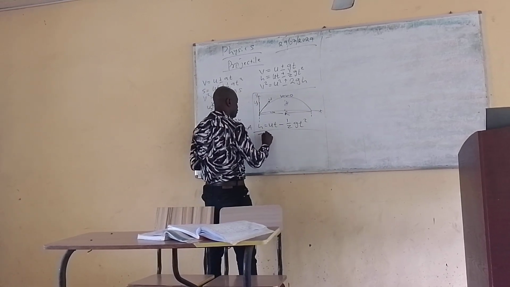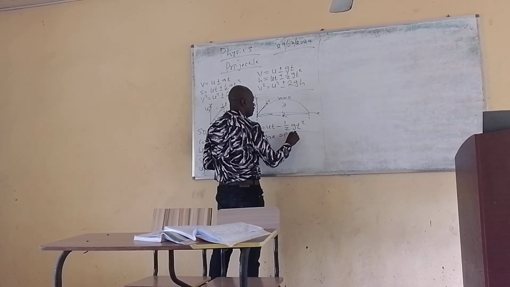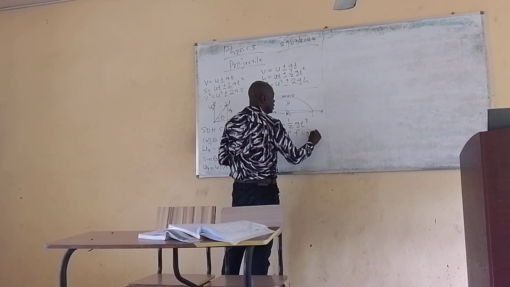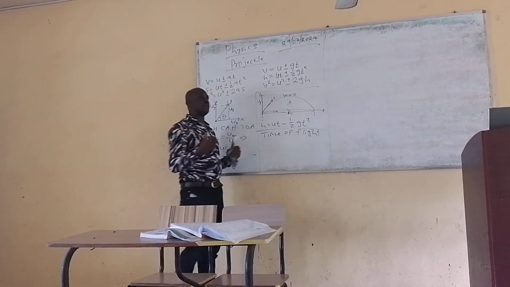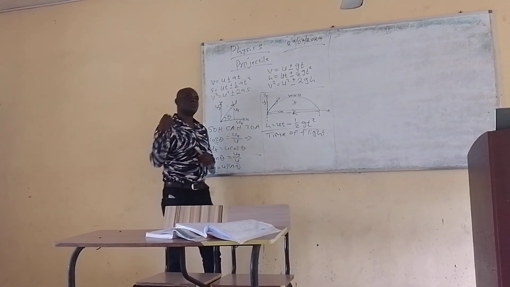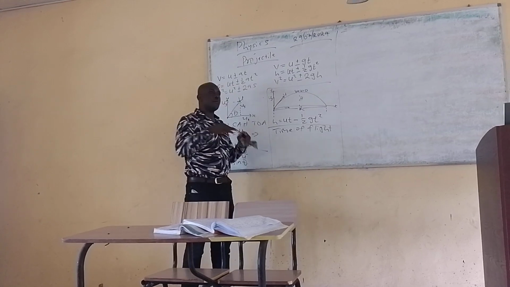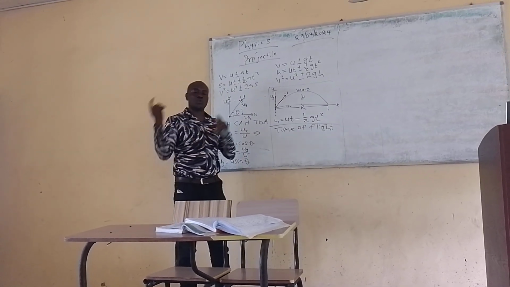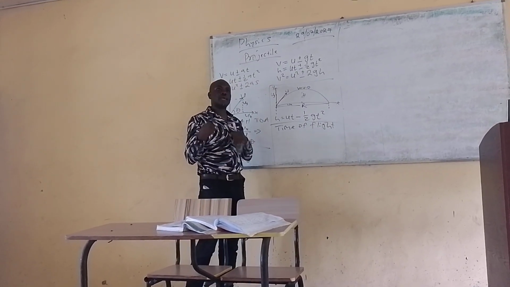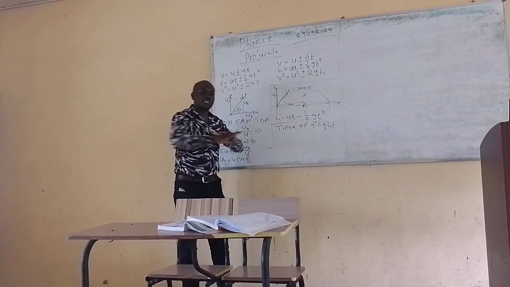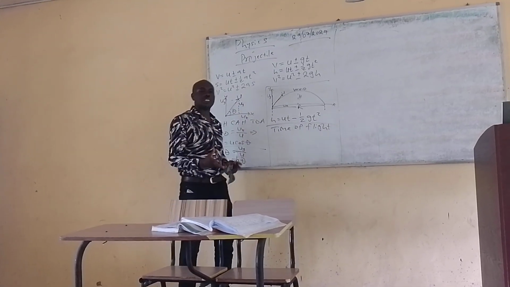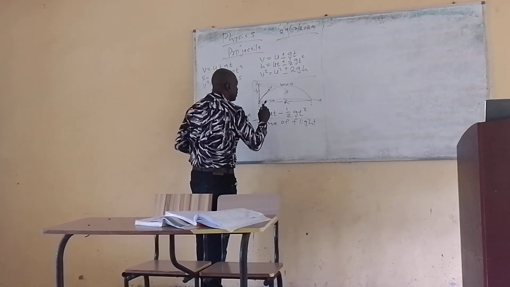Time of flight. I will give you the definition. Time of flight simply means the time it takes a projectile to return to the same horizontal plane where it was projected from. Okay? The time it takes to return back to the same horizontal plane where it was projected from. Alright, so we have to find the time of flight.